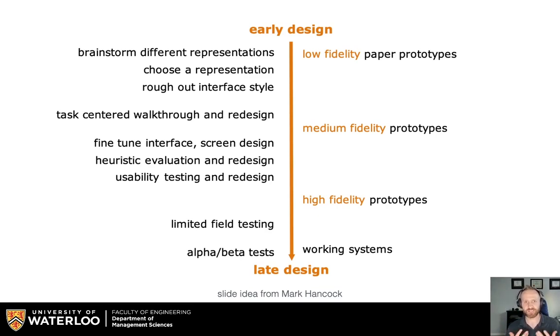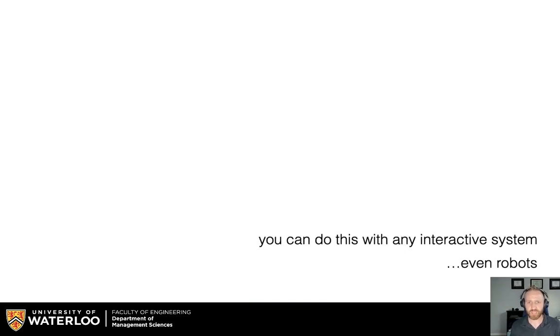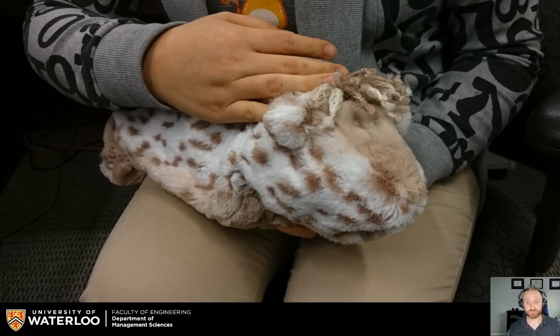And then finally, you get to your high fidelity prototypes, which allow you to do some limited field testing or alpha beta tests, which then actually can become working systems. You can do this with any interactive system, even robots.